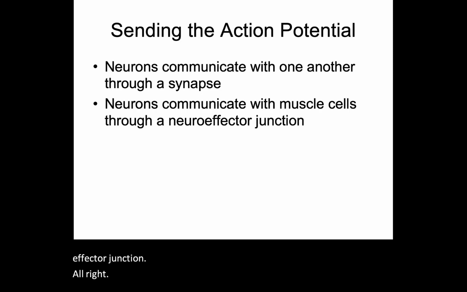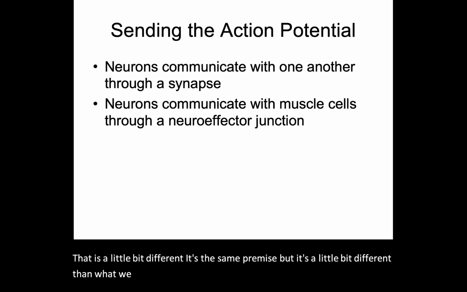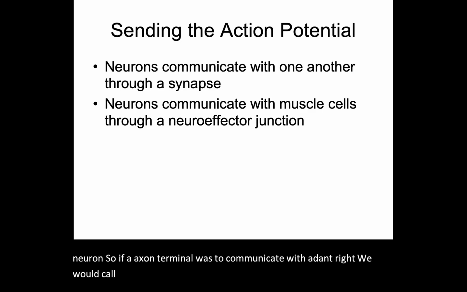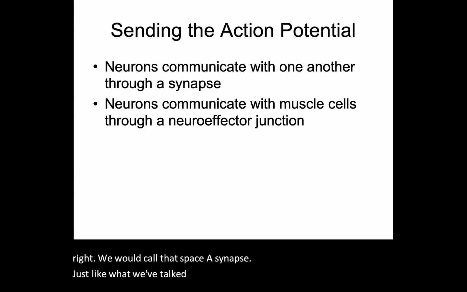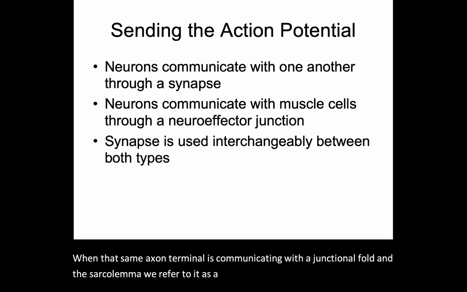That is a little bit different. It's the same premise, but it's a little bit different than what we refer to between the communication between a neuron and a neuron. So if an axon terminal was to communicate with a dendrite, we would call that space a synapse, just like what we've talked about in lab. When that same axon terminal is communicating with a junctional fold in the sarcolemma, we refer to it as a neuro-effector junction.